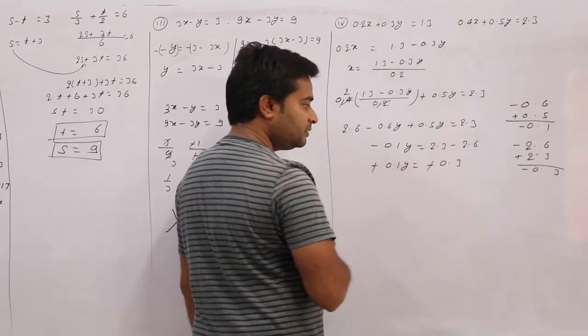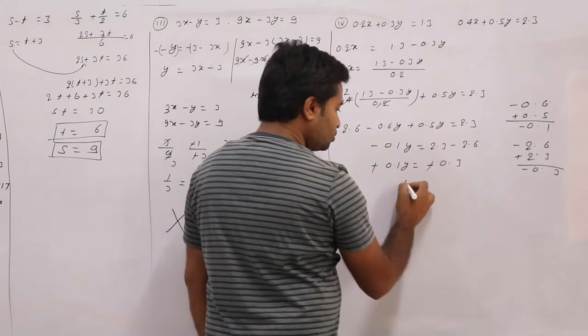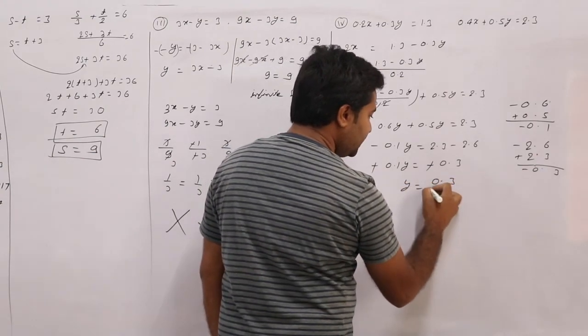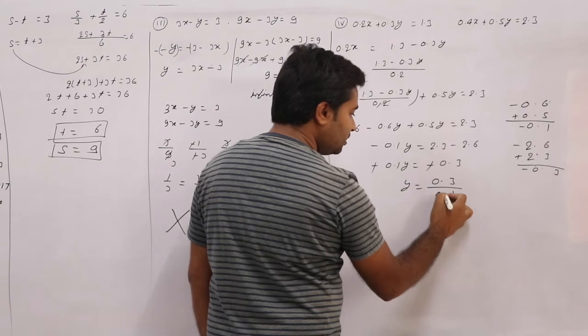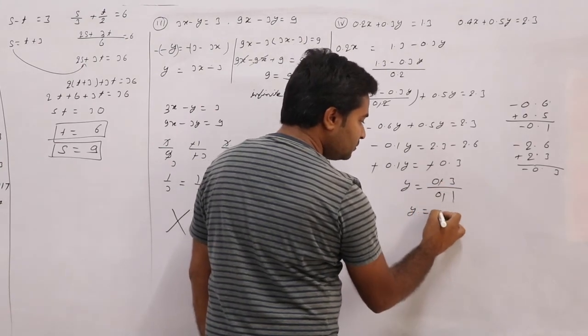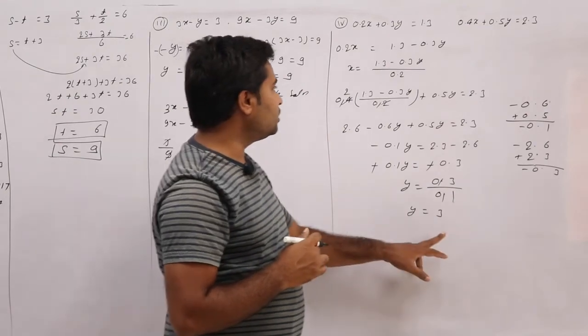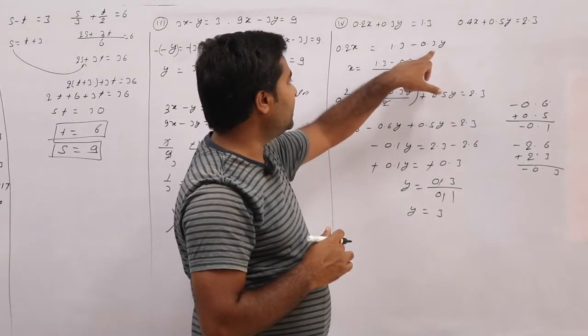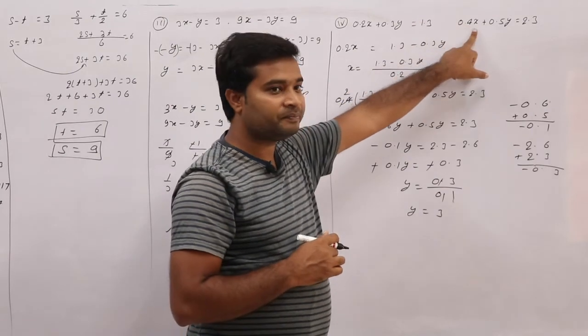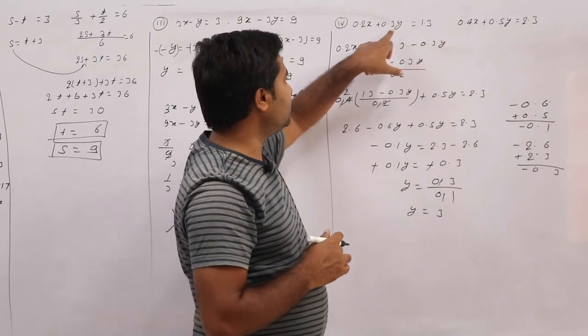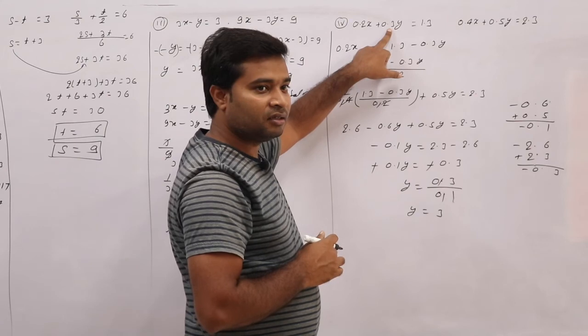Minus minus cancel. So y is equal to 0.3 by 0.1. The decimals cancel, so y is equal to 3. If you get y is equal to 3, put it in any equation, either here or here. I am putting it in the first one.